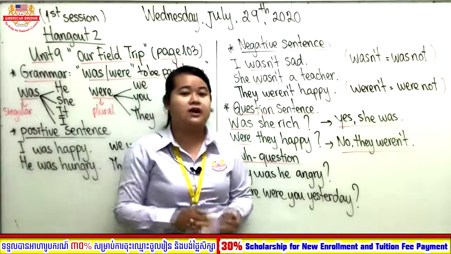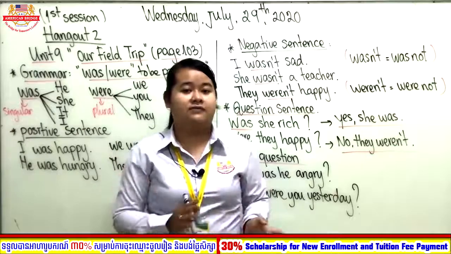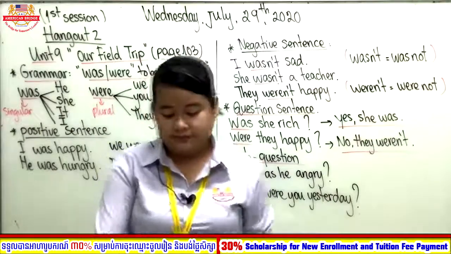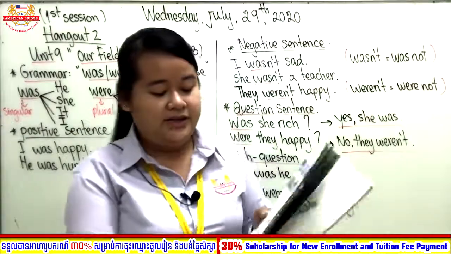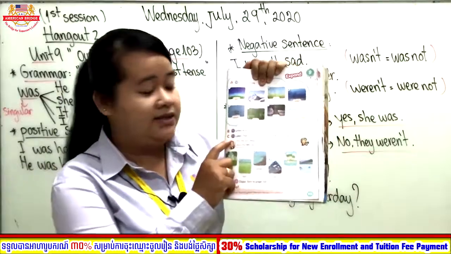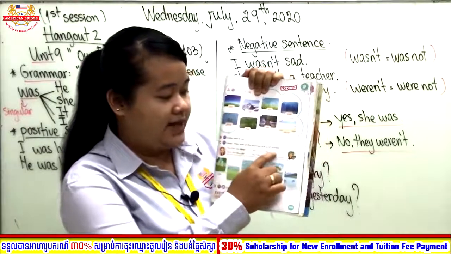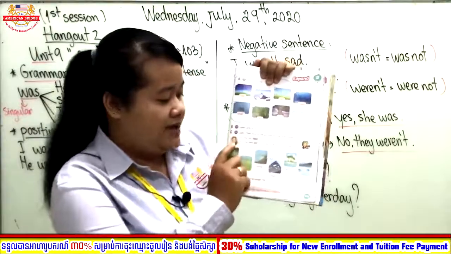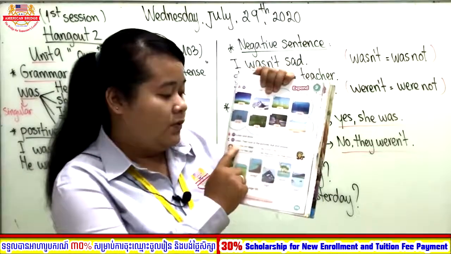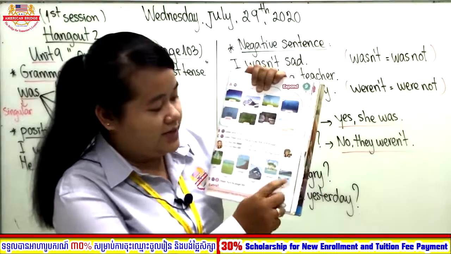So now let's move to our page 103 where you need to use was and were to make the question. So now let's open with the teacher all together. Okay, so here is our page 103 that you can see, exercise C. Listen, then look at the picture, ask and answer. So here we have the question and here is the answer, right? Example, was the lake deep? So you can look at this one, number 6.